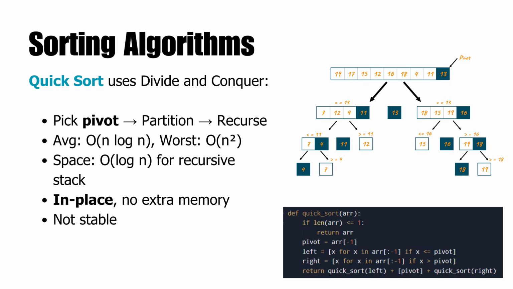But poor pivot selection, such as always choosing the first element in an already sorted array, can degrade performance to O(n²). This can be mitigated using smart pivot selection strategies like choosing a random element or the median of three method. One limitation is that quicksort isn't stable. It doesn't preserve the order of equal elements. Despite this, its speed and memory efficiency make it the default choice in many programming libraries, including C++ and Java.